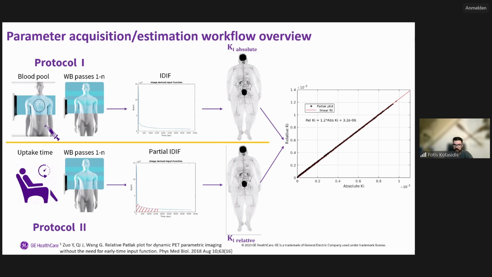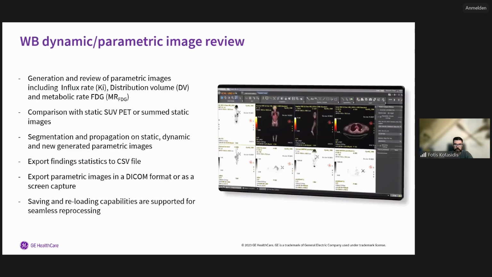That obviously doesn't hold the same for volume distribution, but at the same time, Ki is effectively the image of interest here. And then, of course, you do have all the normal options, where you can save your images, you can export them, you can segment them, so you can use effectively all the tools that we have available on our AW workstation.